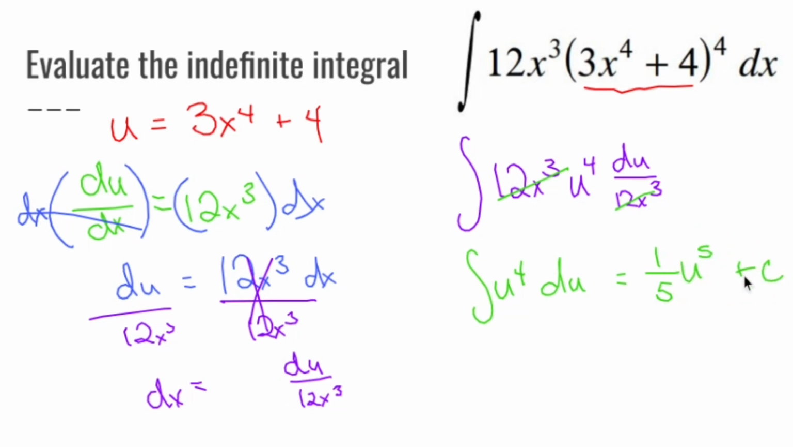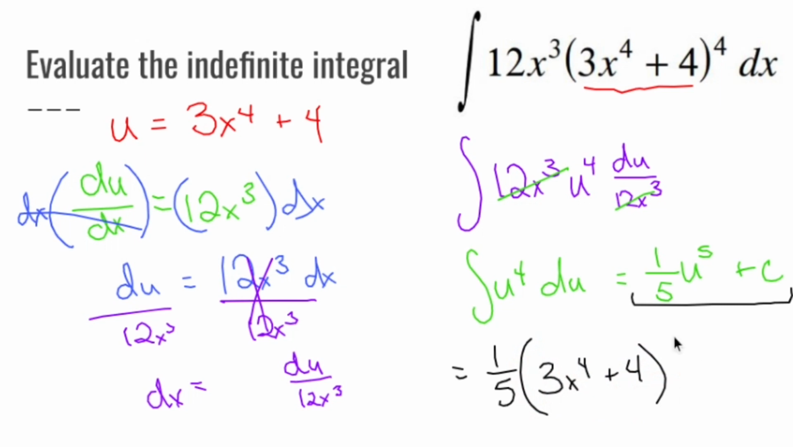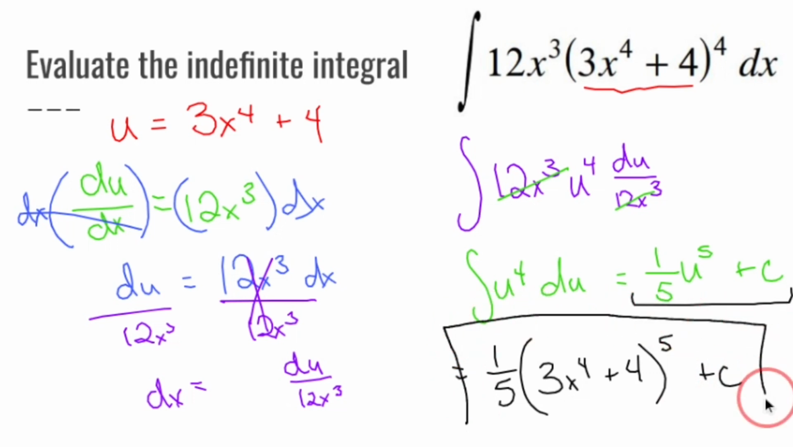Now, before I circle this and call it a day, I'm not done. Remember, we were not given u in the original problem. We were given something with x's in it. What I'm going to do is I'm going to rewrite this guy, turn u into 3x to the fourth plus 4. So my final answer is going to be 1/5 (3x to the 4 plus 4) to the 5th power plus c. That is my answer. That is U substitution, dealing with polynomials and power rule. Fun!